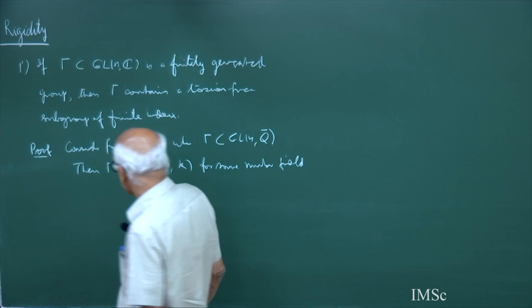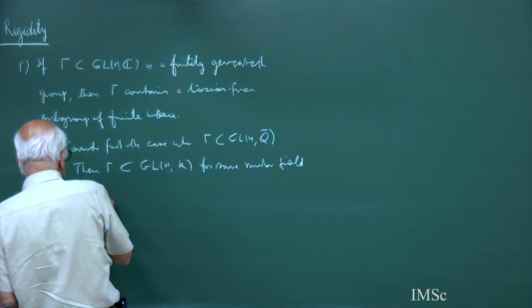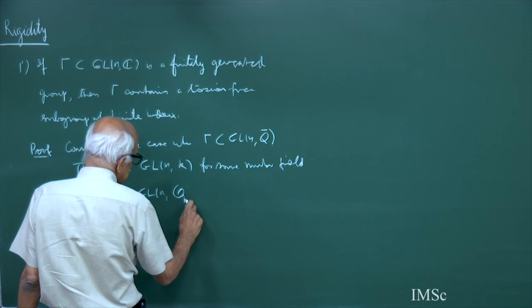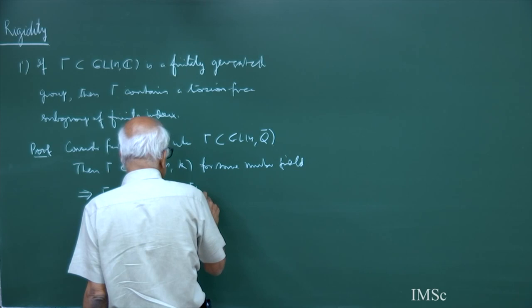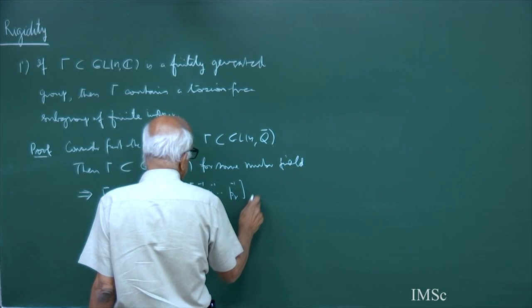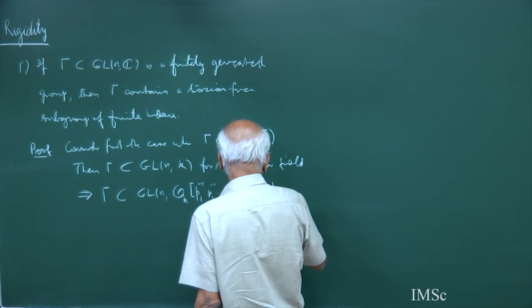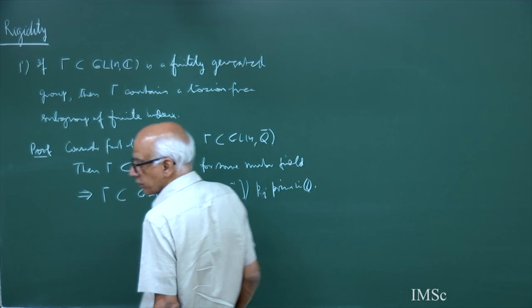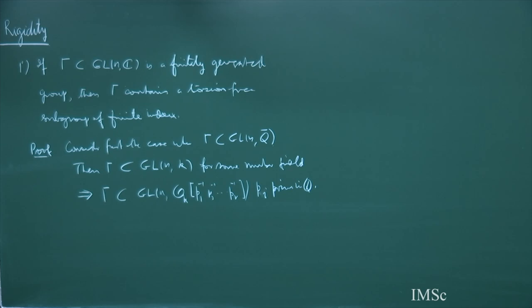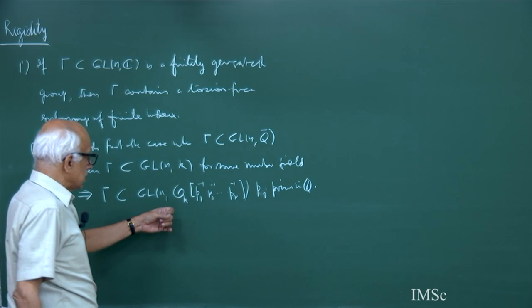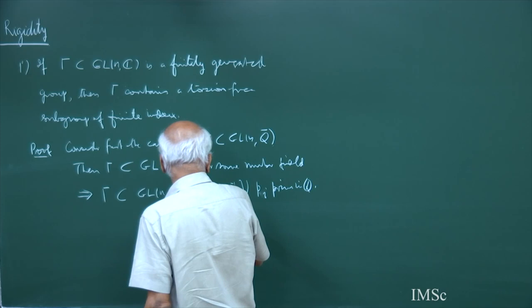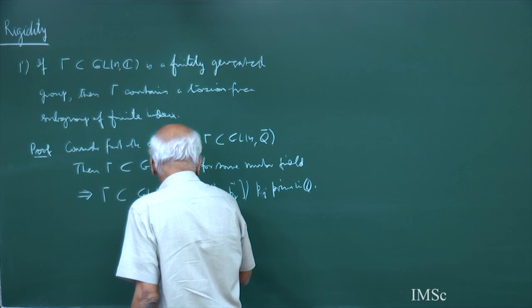For some number field, it also implies that gamma is in GLN of the integers with some number of primes p1, ..., pr in Q inverted. This collection of primes, let's call it S, and this ring is usually denoted S inverse O_K.